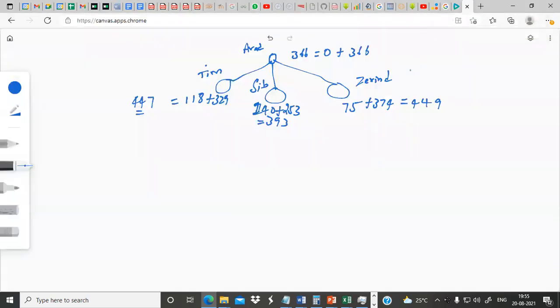So from CPU, this I will write here. Just we got here 393. How we got this 393? This is nothing but 140 plus 253. So with that we got 393, and that is the cheapest cost so far available. So we are going to explore CPU further. When you explore CPU further, there are four possibilities we have.